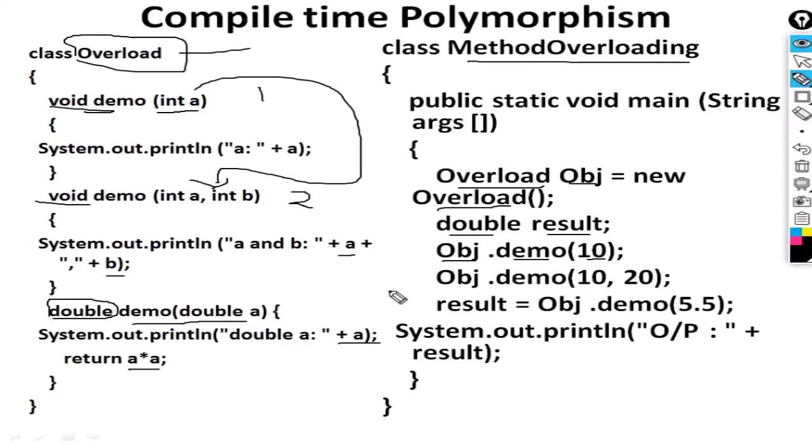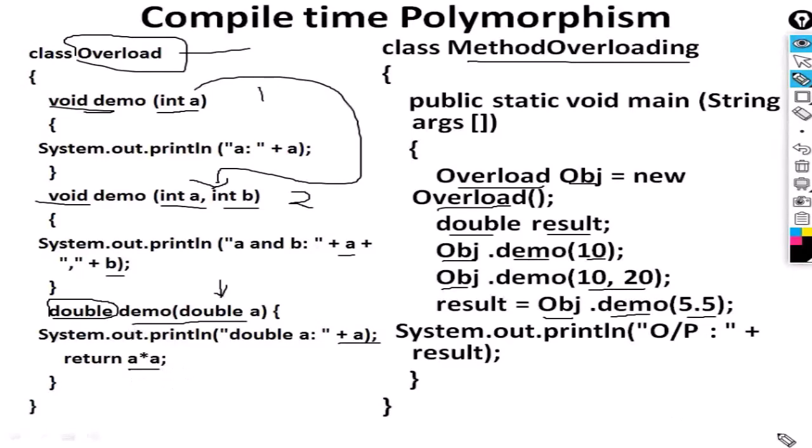Next, object.demo(10, 20). The method having two arguments, int a and int b, will accept the two arguments 10 and 20. Now double result equals obj.demo(5.5), so 5.5 is the value which is passed to the double a. Then the result has to be printed.